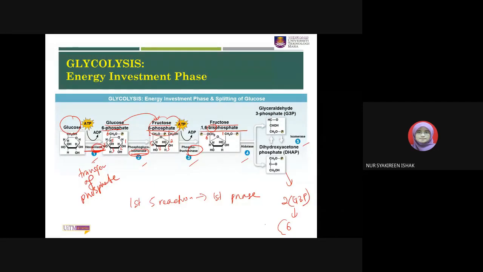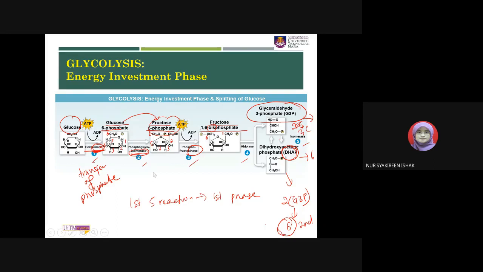So the next one is aldolase. Aldolase will convert fructose 1,6-bisphosphate to glyceraldehyde 3-phosphate and another molecule which is dihydroxyacetone phosphate, DHAP. Both of these molecules are 3 carbon sugars. But in order to proceed to reaction 6, you don't want DHAP, tak nak. You want to convert DHAP into G3P using isomerase. Only G3P can proceed into the next reaction, which is reaction 6 in the second phase of glycolysis.